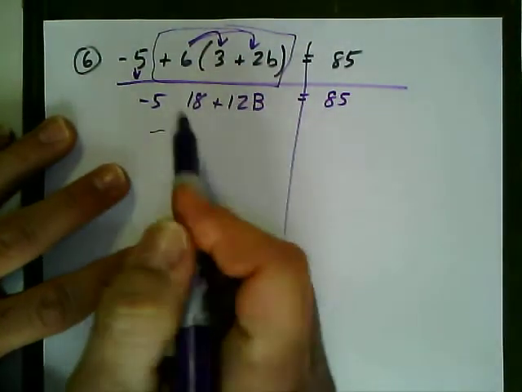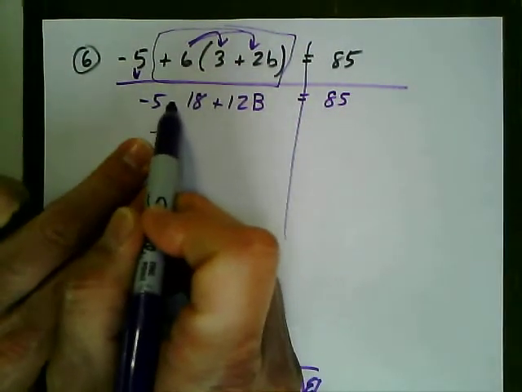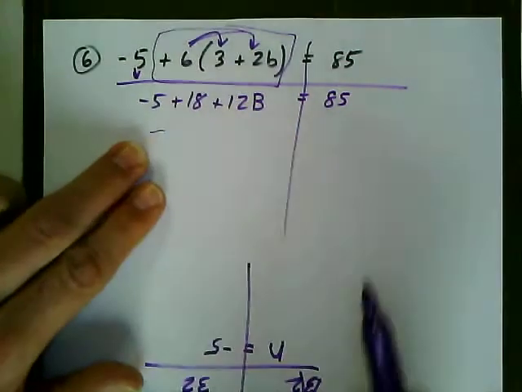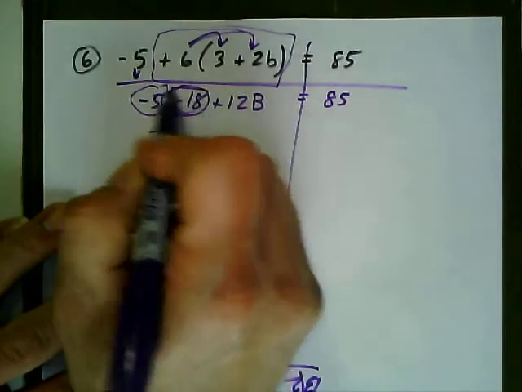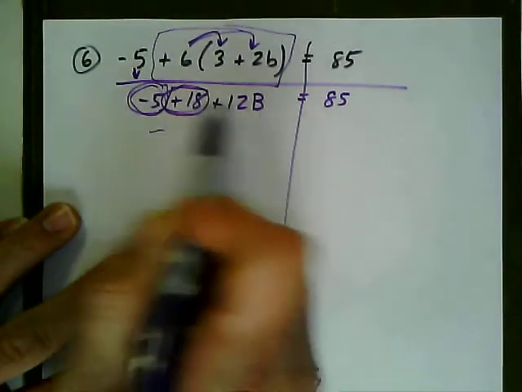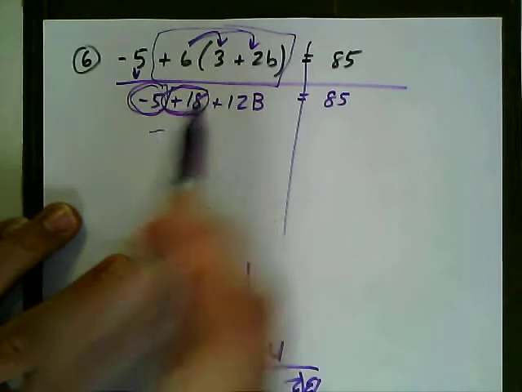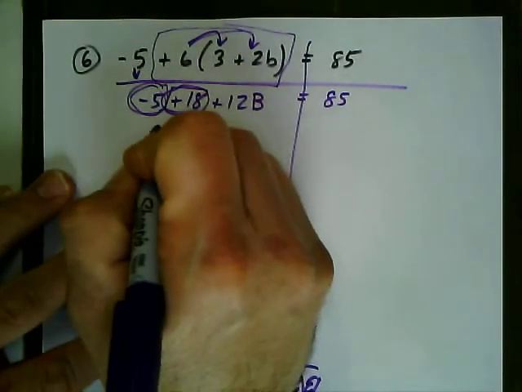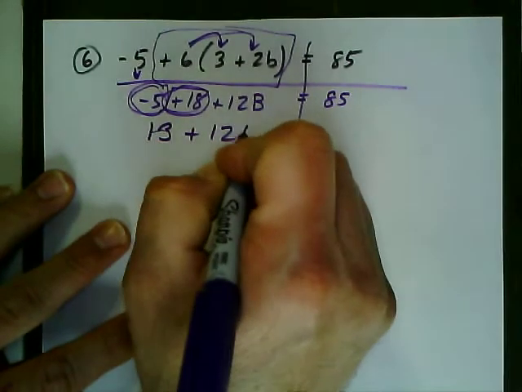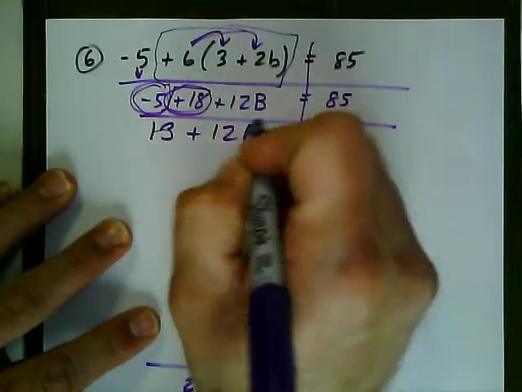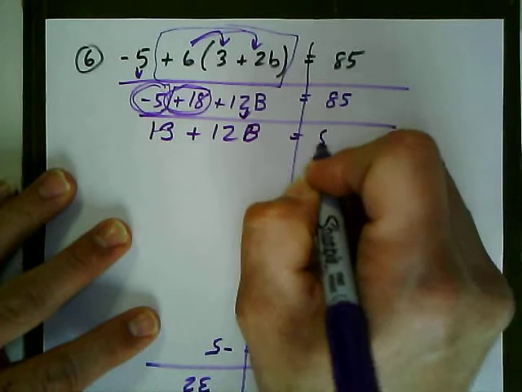So negative 5. And remember, there has to be something here between these two, otherwise it's multiplication, so we're just going to put a plus there. Well, we have like terms. These two do not have a B, so they will go together. So -5 and 18 is 13, plus 12B. We'll bring that down. And the equals and the 85.